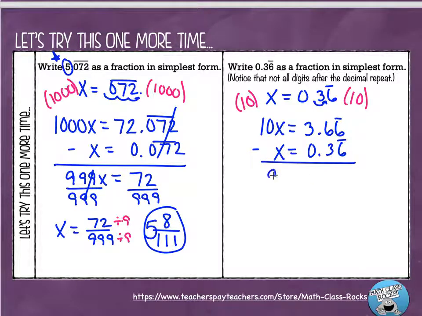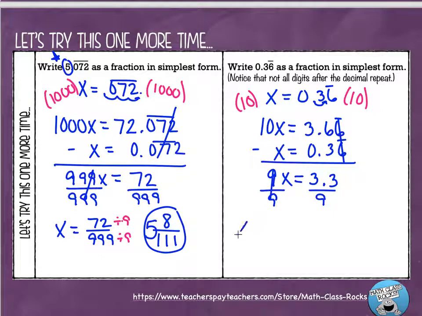10x minus x is 9x. And when I subtract this, I'm going to get 0.6 minus 3 is 3, and these two repeating 6's cancel out, right? See how that works? We always want that repeating part to cancel out. I'm going to divide each side by 9.